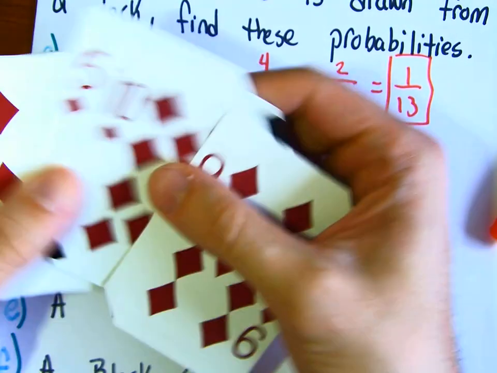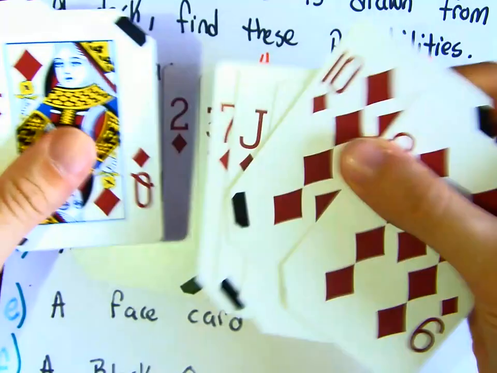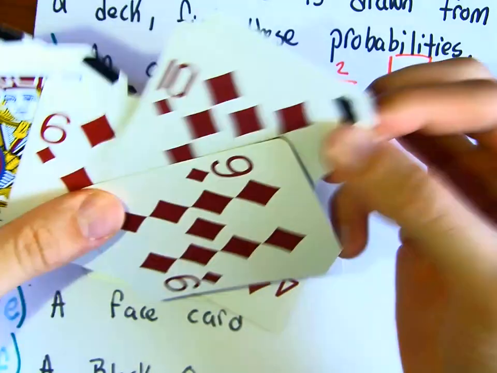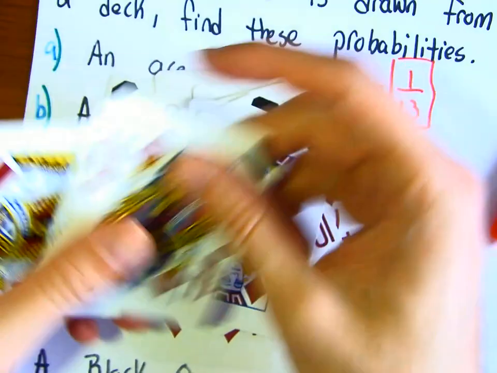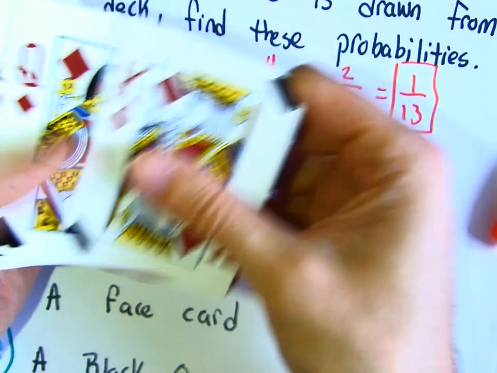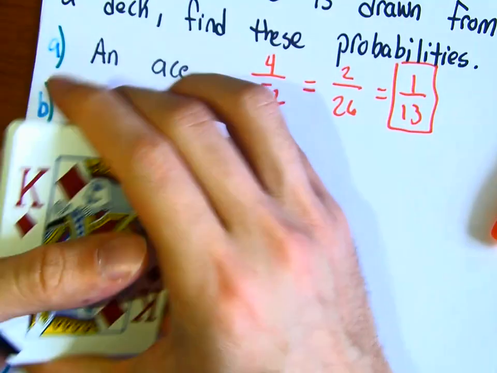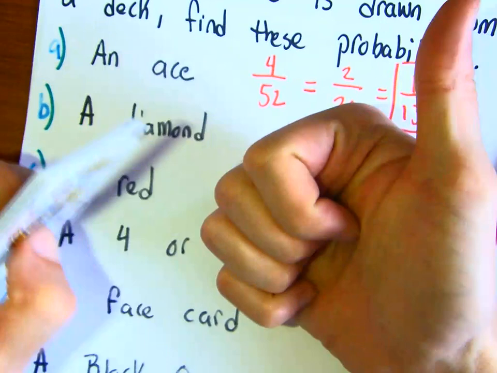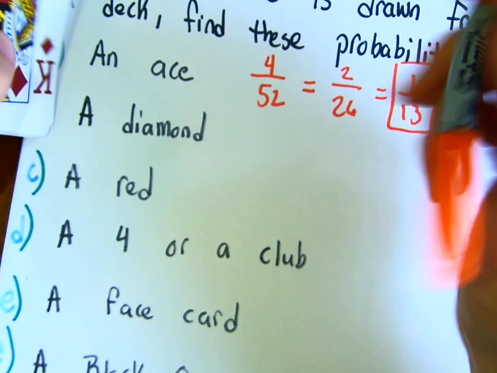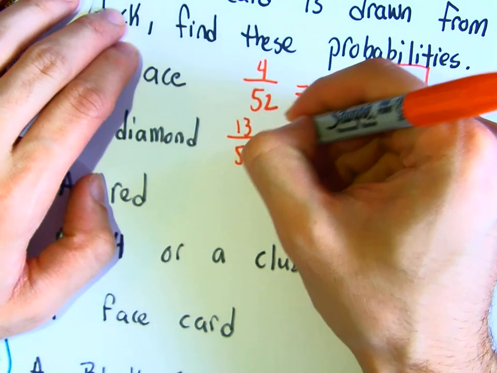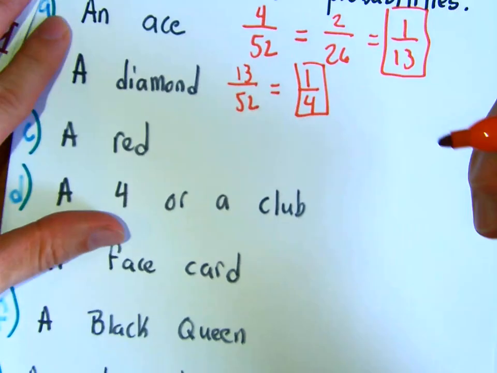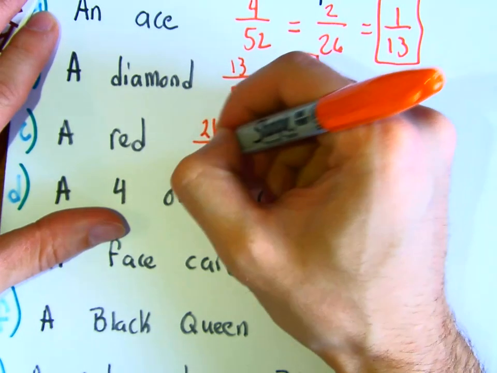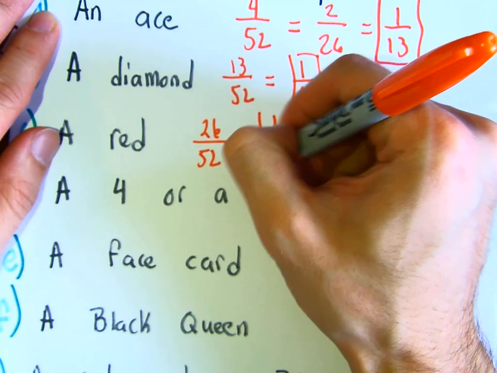So we have ace. What's the next one? 2, 3, 4, 5, 6, 7, 8, 9, 10, jack, queen, king. So notice how many diamonds are there? 1, 2, 3, 4, 5, 6, 7, 8, 9, 10, 11, 12, 13. So there are 13 diamonds. There are 13 hearts, 13 clubs, 13 spades, right? So there are 13 over 52, which is the same as 1 over 4. Okay. How many red cards are there? There are 26 out of 52, or there's a half.